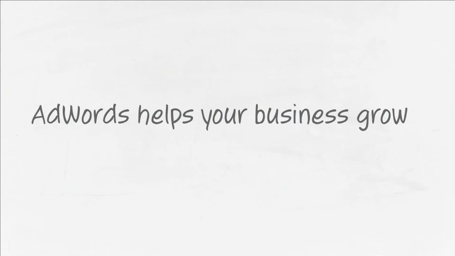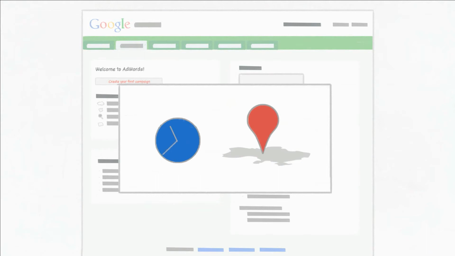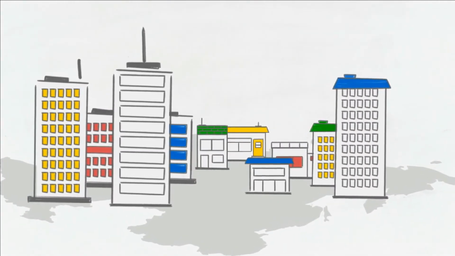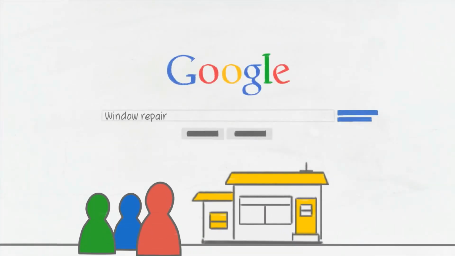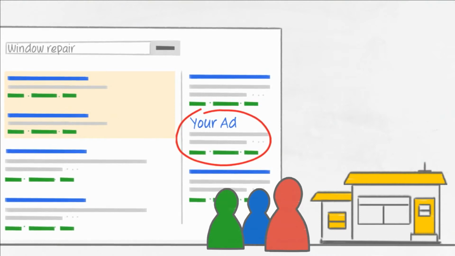Let's take a look at another example of how AdWords can help you grow your business. Say you want to attract customers in your local area. AdWords lets you pick when and where you want your ads to show. That is, you can target your ads so that whenever people in your state, region, city, or neighborhood search for businesses like yours, your ads show up next to their search results.